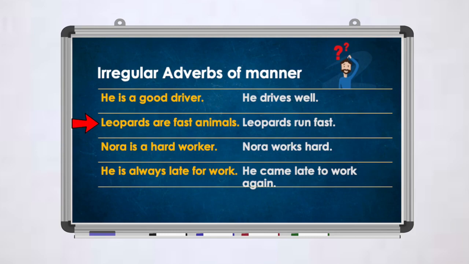Leopards are fast animals. I am describing the leopard. So fast here is an adjective. Leopards run fast. Here I am describing the verb. That's why this is an adverb.